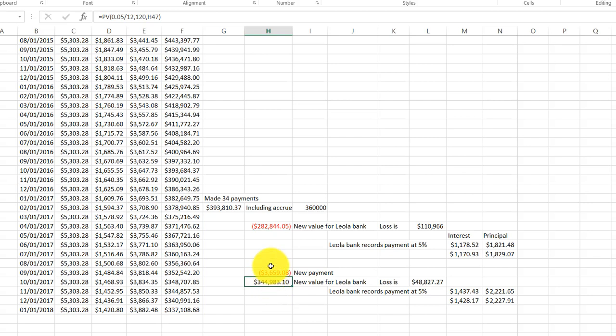And notice it's a little better. The value is higher because of the higher payment. And so the loss to the bank is only 48.8. So we're going to debit loss and credit the note receivable. And then as we receive payments, we're going to debit cash and credit interest revenue and credit note receivable. All right, and then the next month it will be slightly less interest, slightly more principal. And if we did that for the whole 120, this would go to zero, just as we expected.